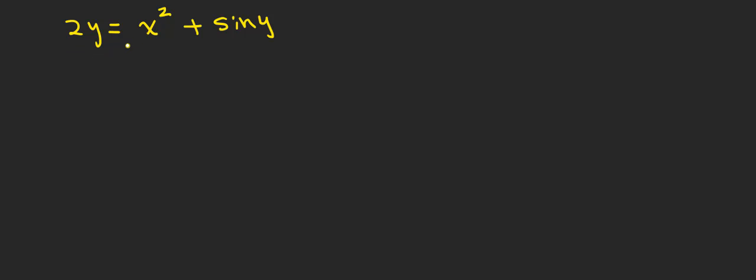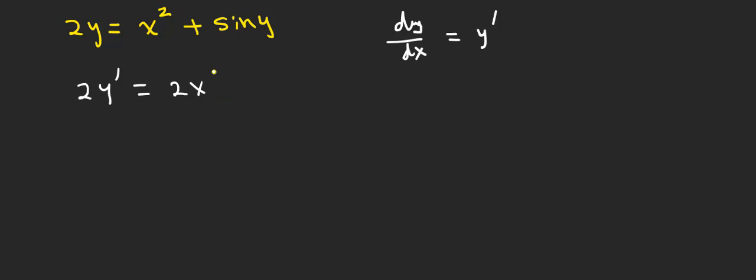We have 2y equals x squared plus sine y. Now they want us to find dy over dx. Now you know that dy over dx is the same thing as y prime. So instead of using dy over dx, let's just use y prime. So what is the derivative of 2y with respect to x? Well, it's going to be just 2y prime equals, what's the derivative of x squared? That's going to be 2x dx over dx, but we're just going to put 1, so it's just 2x.